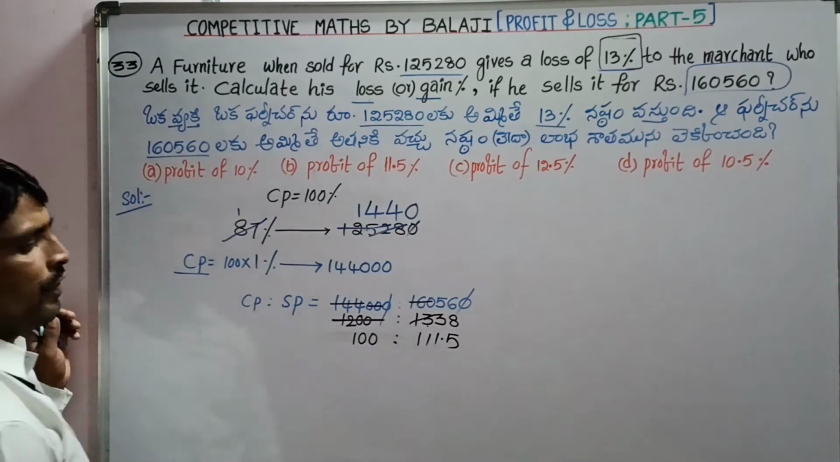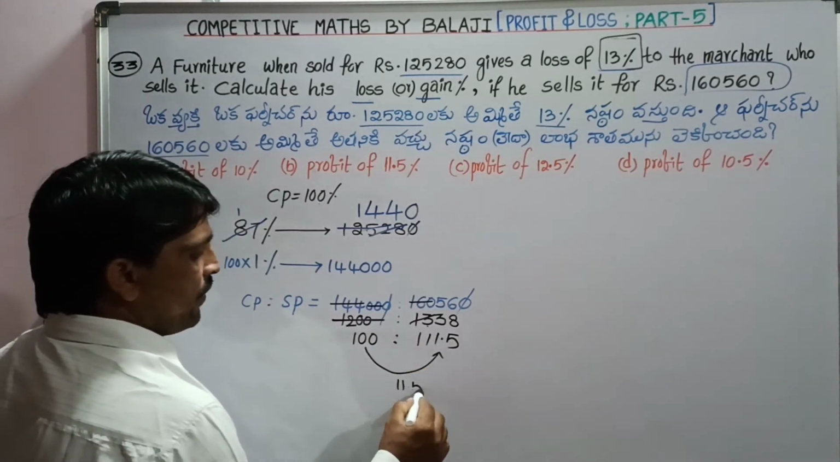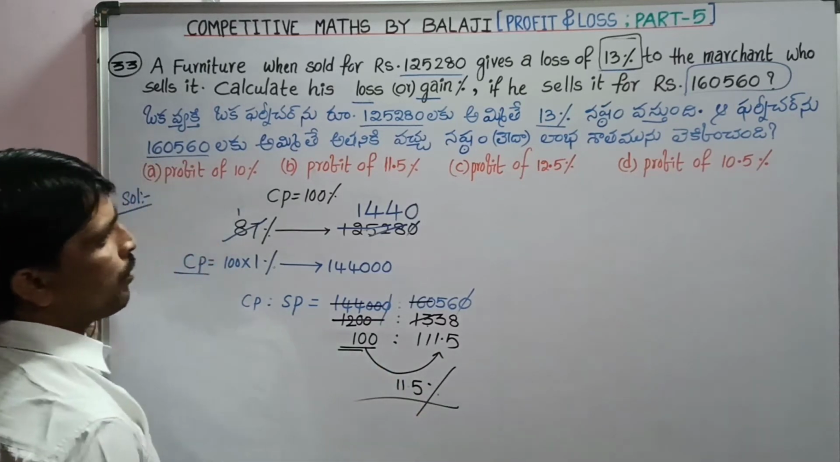So 100 is to 111.5. So there is a profit of 11.5 on 100. So directly it is 11.5% profit.